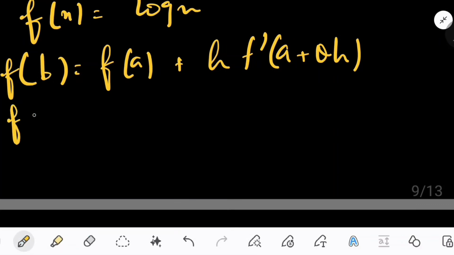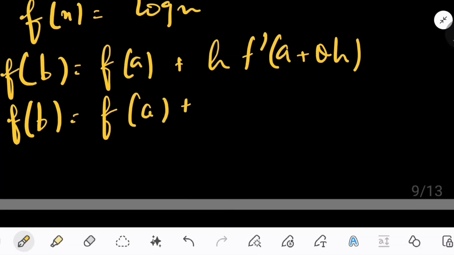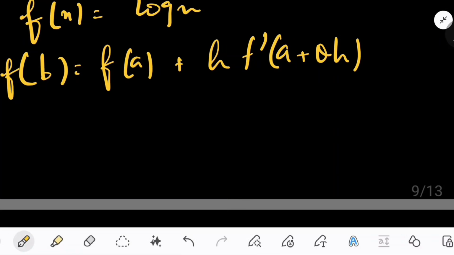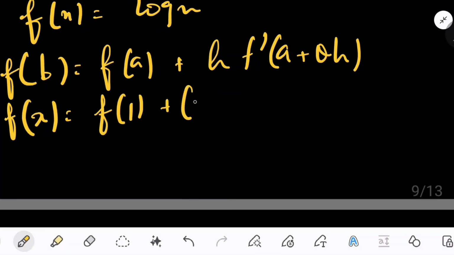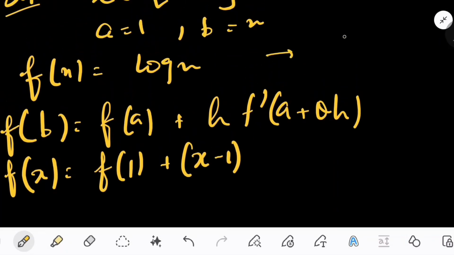It means that f at b is equal to f at a plus h into what I am writing. What is b? b is equal to x, the function at 1 plus h, where h is b minus a. What is the derivative of log x? It will be 1 upon x.